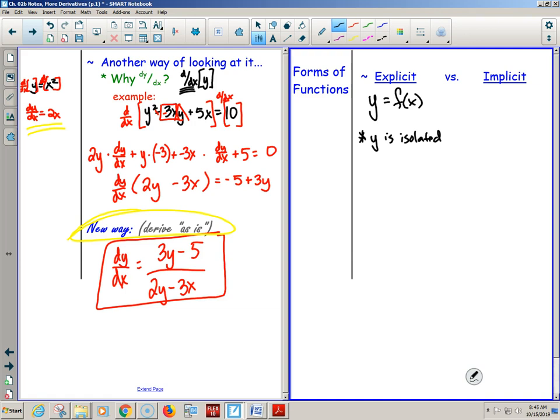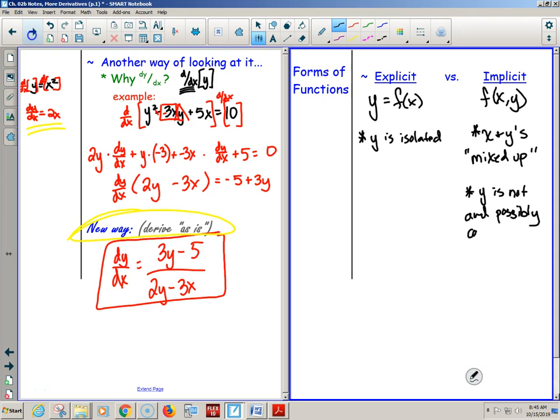Implicitly defined functions are going to be basically f of x, y, where we have x's and y's, kind of like how Kyle put it, all mixed up. But you said jumbled, right? All jumbled, all mixed up, all together. Long story short, y is not isolated, and possibly cannot be.